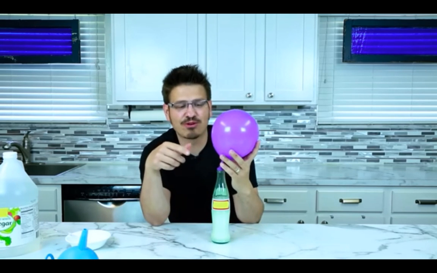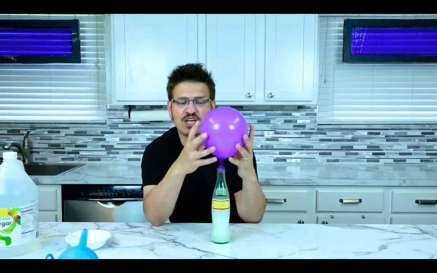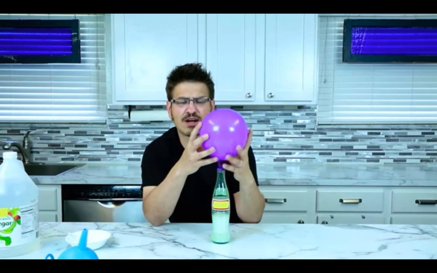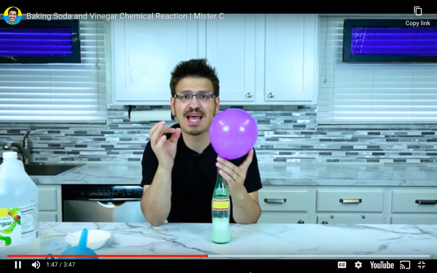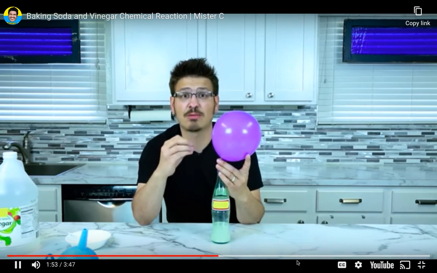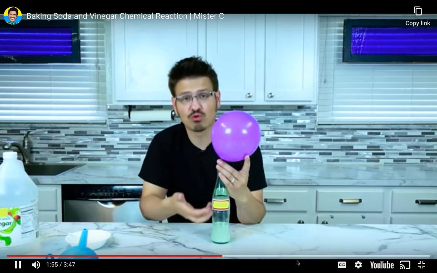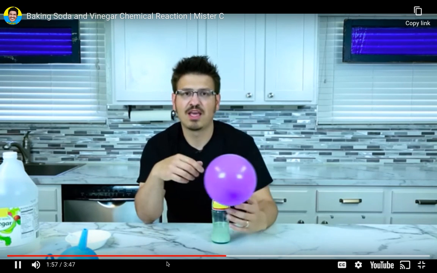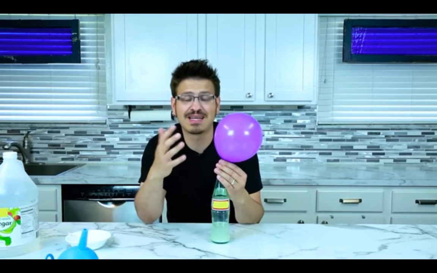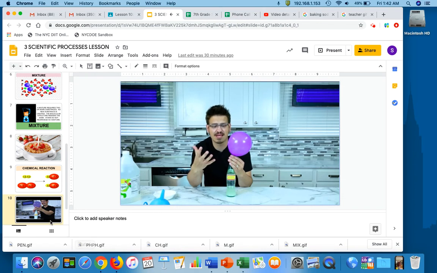We're having a chemical reaction. And inside of this, we have something that feels like air. But it's not just any air, it's actually carbon dioxide. The chemical reaction with the baking soda and vinegar produces carbon dioxide. Carbon dioxide is a gas and therefore rises and fills up the balloon. If I didn't have the balloon attached to this, we wouldn't be able to see what happened because this gas is invisible to our eyes.